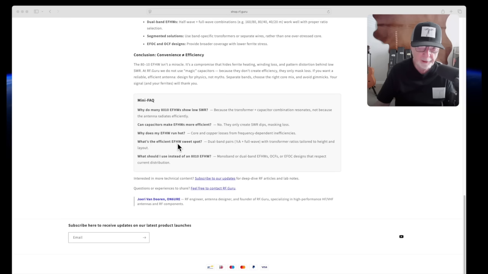What's the efficient EFHW sweet spot? Dual-band pairs, half-wave, full-wave combinations with transformer ratios tailored to height and layout. What should I use instead of an 80-10 EFHW? Monoband or dual-band EFHW half-waves, off-center feds or EFHW off-center fed designs that respect current distribution.